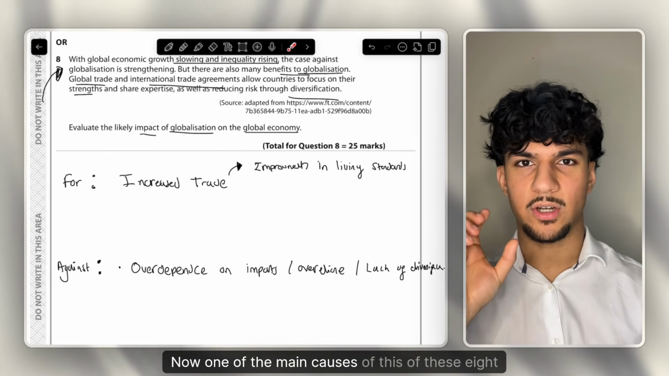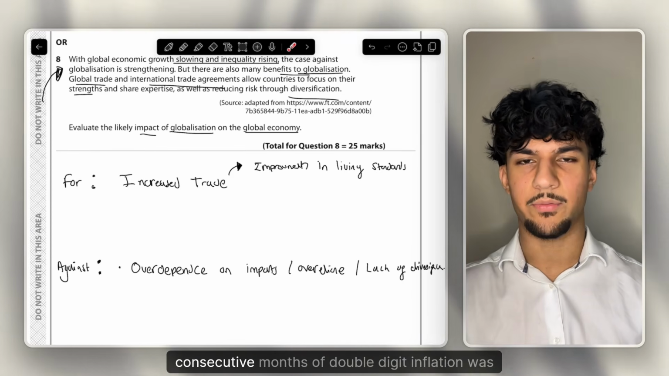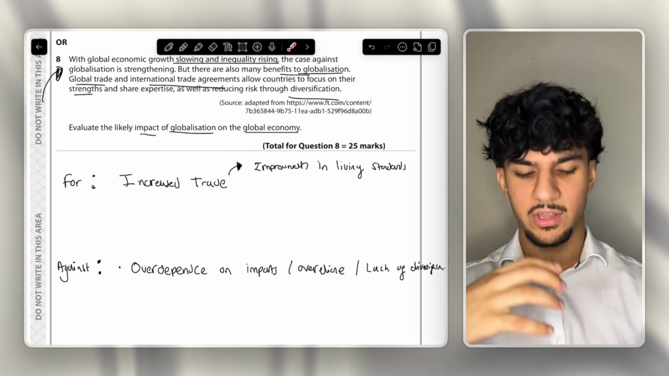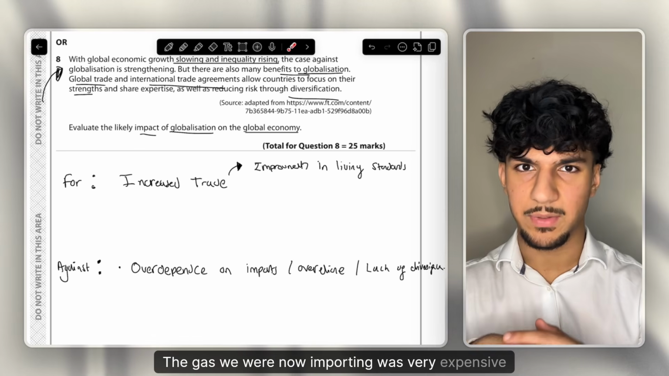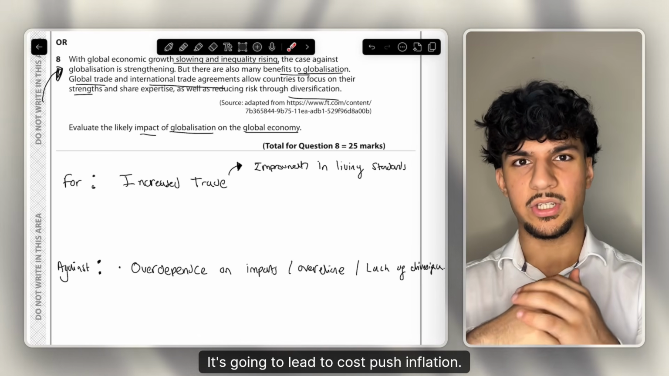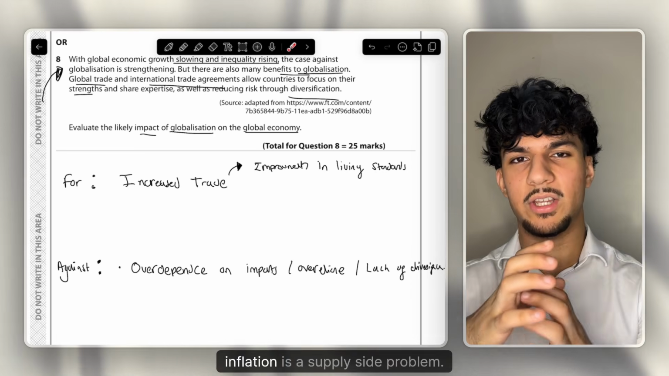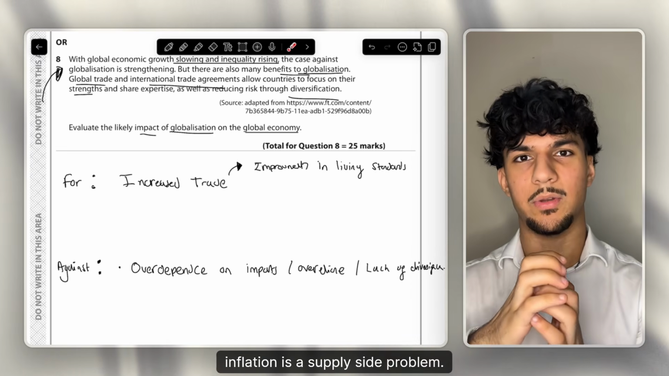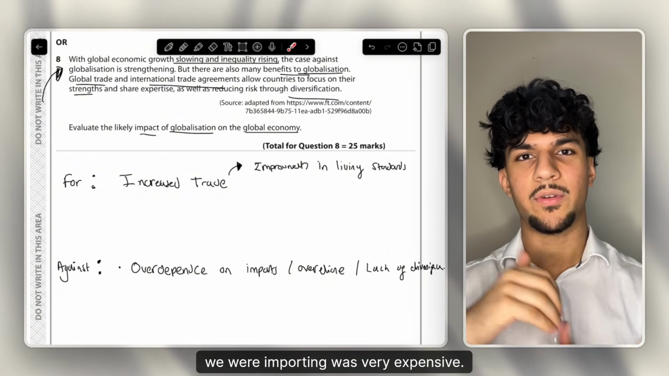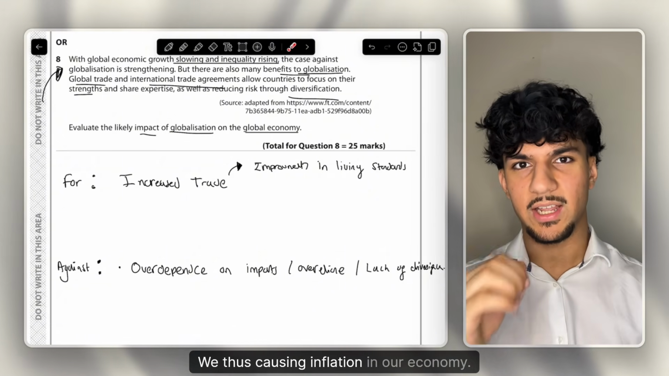Now, one of the main causes of these 8 consecutive months of double-digit inflation was the Russia-Ukraine war. The gas we were now importing was very expensive. Of course, how is that going to affect firms? It's going to lead to cost-push inflation. So that inflation is a supply-side problem. There was a supply-side problem since the gas we were importing was very expensive, thus causing inflation in our economy.